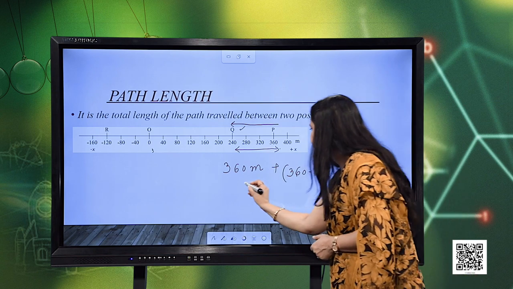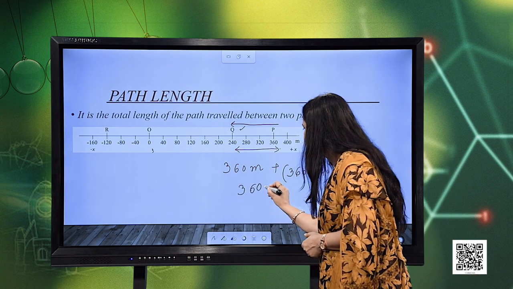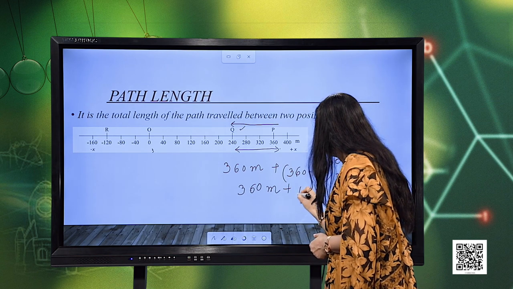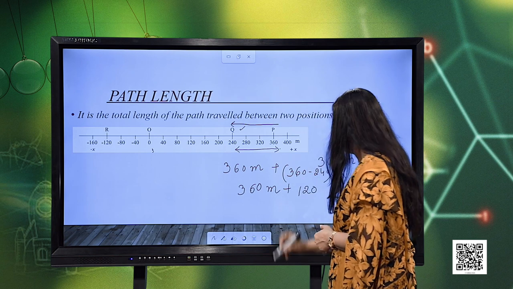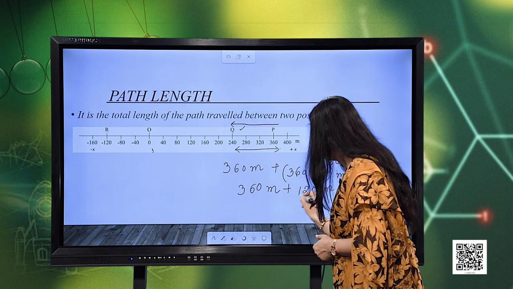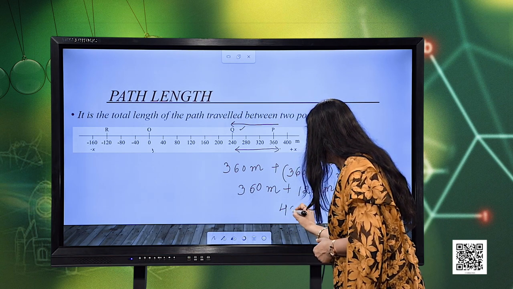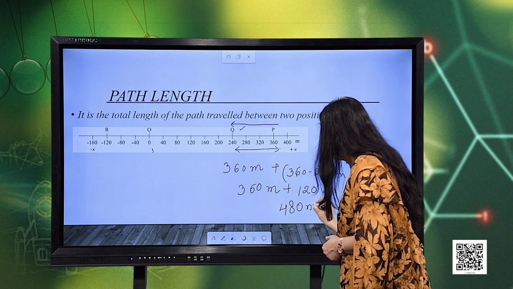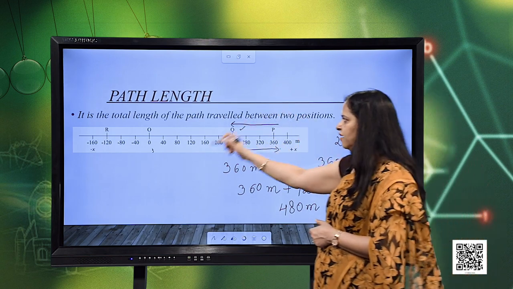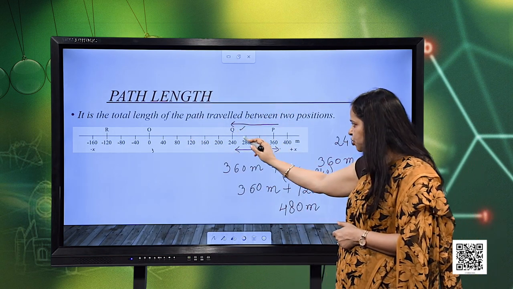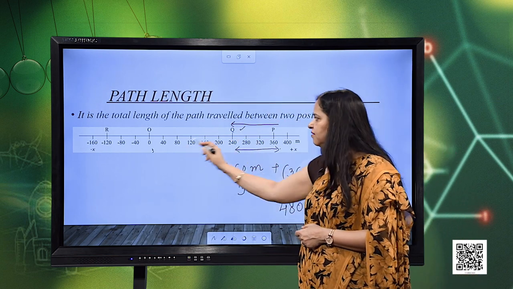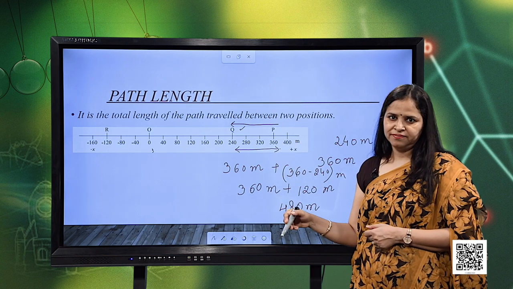So can we calculate it? It will be equal to 360 meters plus its 120 meters. So finally, how much is the distance traveled? The distance traveled will be 480 meters. So this is the total distance traveled by the object when it starts from point O, reaches Q, then to P, and then comes back till point Q. So this is the actual length of the path it traveled.